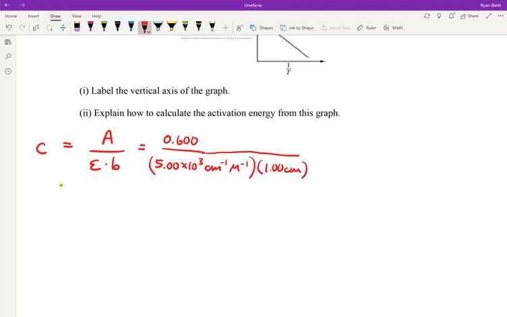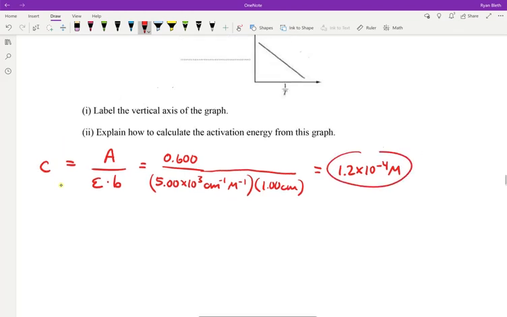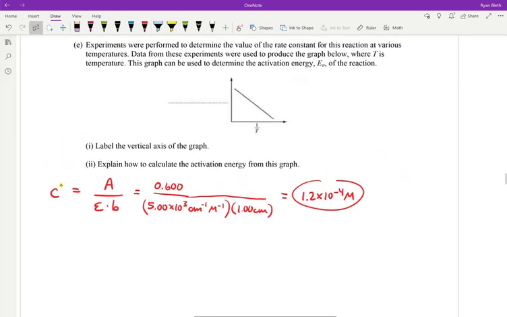I don't have my calculator in front of me, so pardon me. 0.6 divided by 5 times 10 to the third, and that's positive third, which is kind of unusual. We haven't used a lot of positives here. The concentration is 1.2 times 10 to the negative 4 molarity. The initial concentration, 1.2 times 10 to the negative 4 moles per liter.